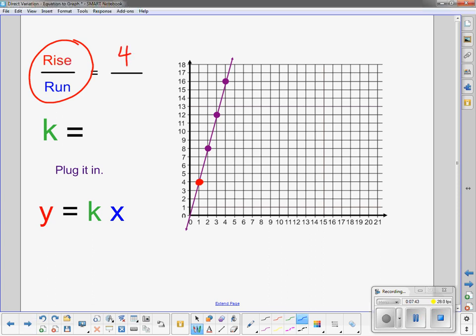Now that means that my k, my constant, is going to be 4/1. And if I plug it into the direct variation equation, it's going to give me y equals, instead of k, we're going to use 4/1, but I don't really need to write that fraction. I could just write the whole number because we know that 4/1 is the same thing as 4.